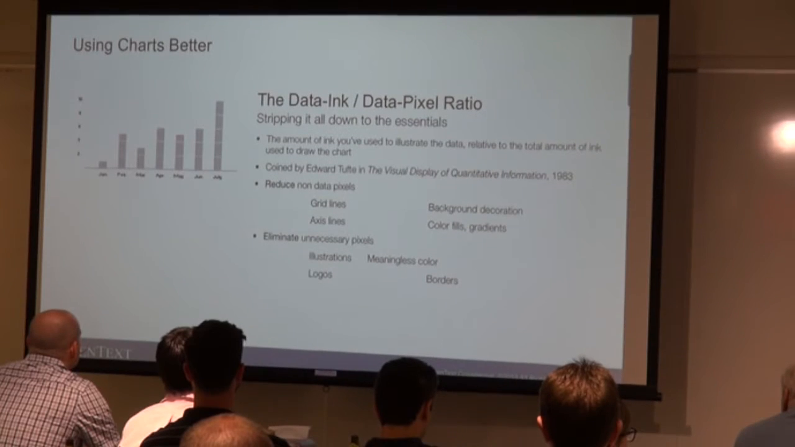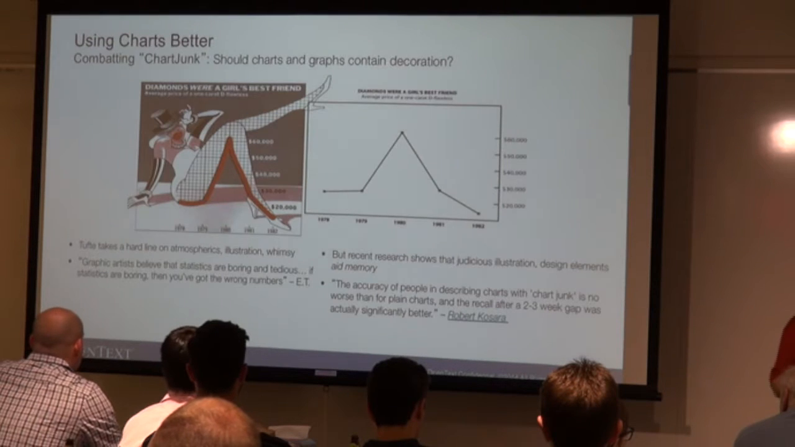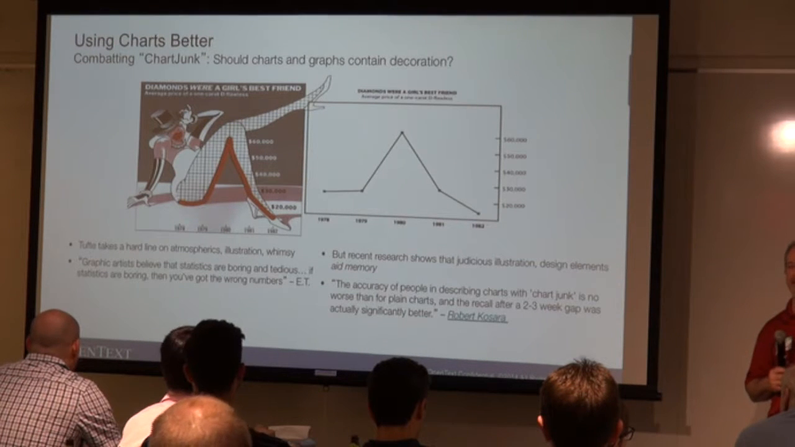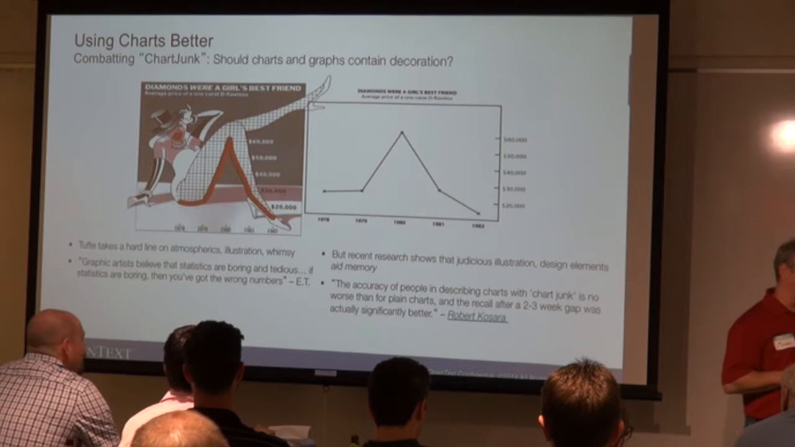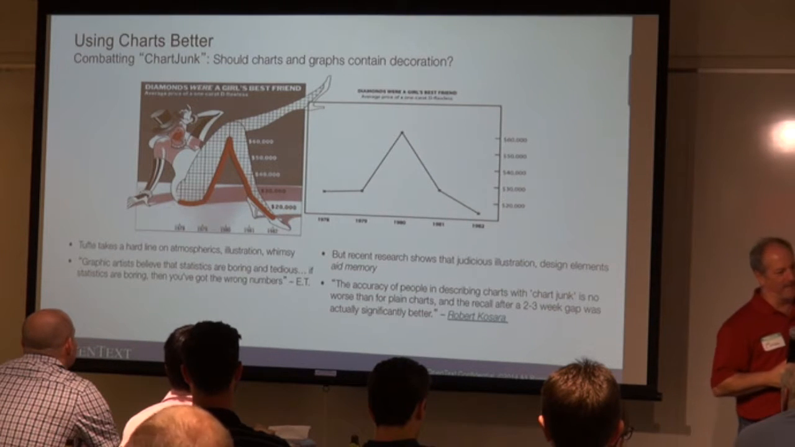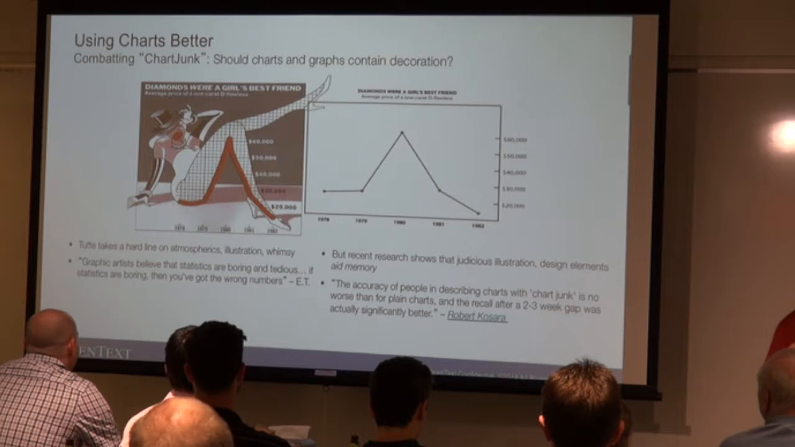And again, eliminate unnecessary pixels, illustrations, meaningless colors, logos, borders, which leads to my next point. Anybody here travel and get the USA Today? They always have on the bottom left a chart like we have on the right. Edward Tufte takes a very hard line on what he terms chart junk. And a lot of these things are chart junk. Basically, there's a lot of it out there.